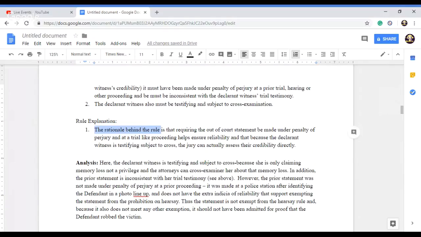Because when you're talking about hearsay, we're talking about reliability, and because the declarant witness is testifying and subject to cross, the jury can actually assess their credibility directly. So this is telling you why we believe this is reliable. We're saying it's reliable, and this is the reason why.